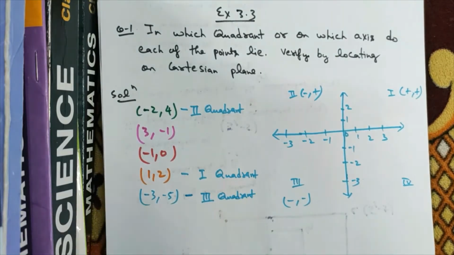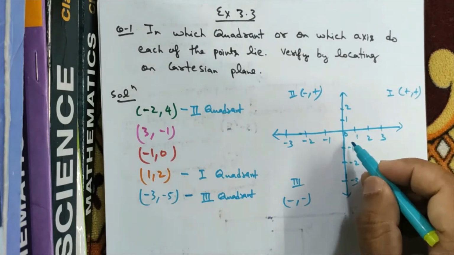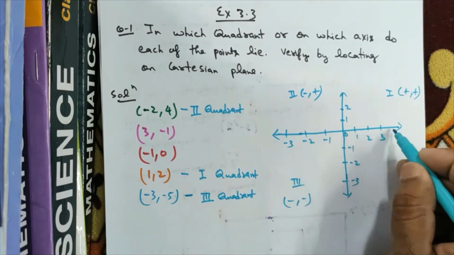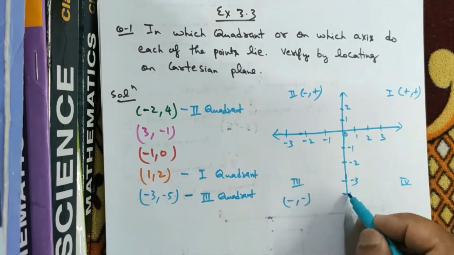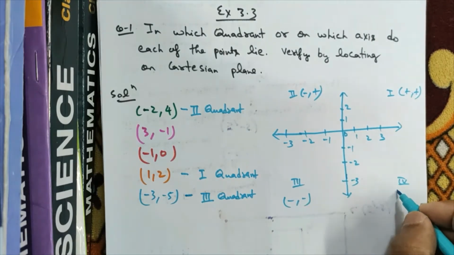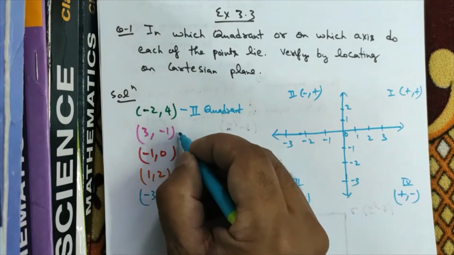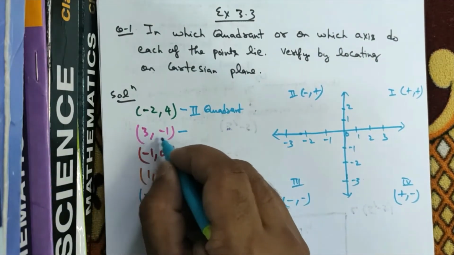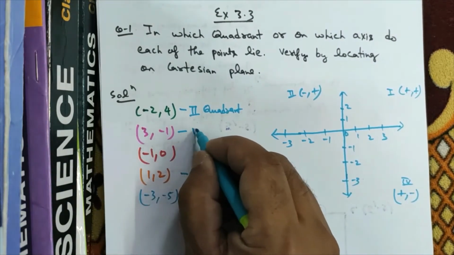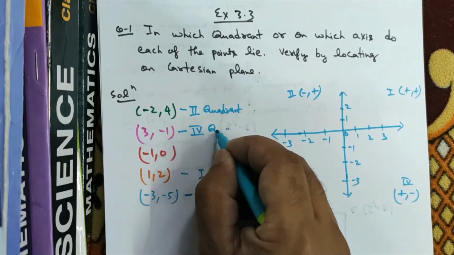And in the fourth quadrant, the value of x is positive but the value of y is negative. So it will be plus comma minus. So this x coordinate is positive, y coordinate negative. So it will be lying in the fourth quadrant.